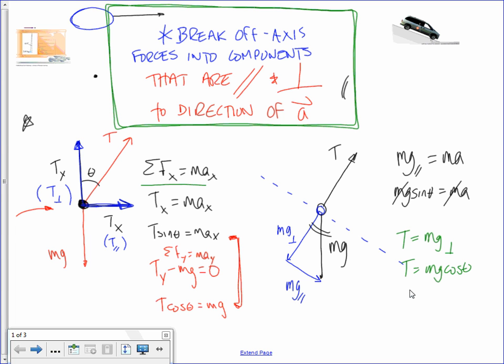Okay? Hope that leads at least a little bit to some help with these two problems and in a more general sense to any problem where things are at angles. Okay? See you folks.